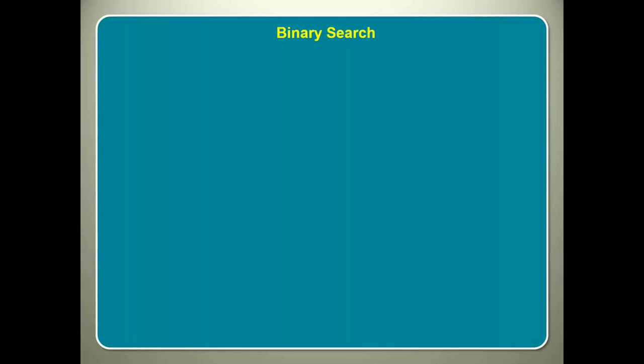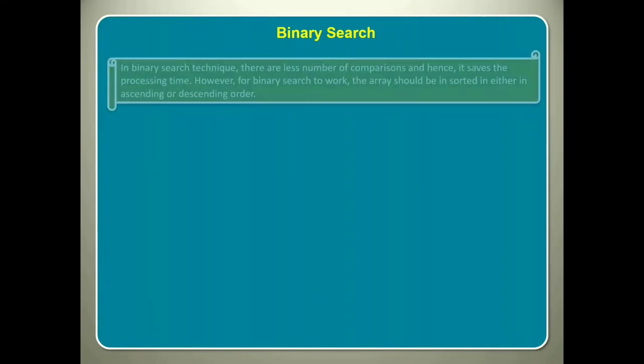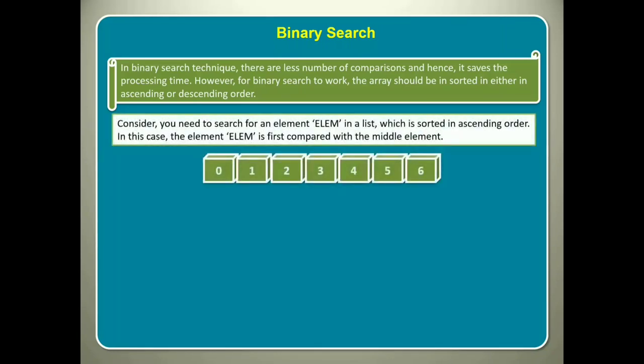Let us understand binary search technique in detail. In binary search technique, there are fewer comparisons and hence it saves the processing time. However, for binary search to work, you should have the array in sorted order in either ascending or descending order. Consider you need to search for an element, LM, in a list which is sorted in ascending order.